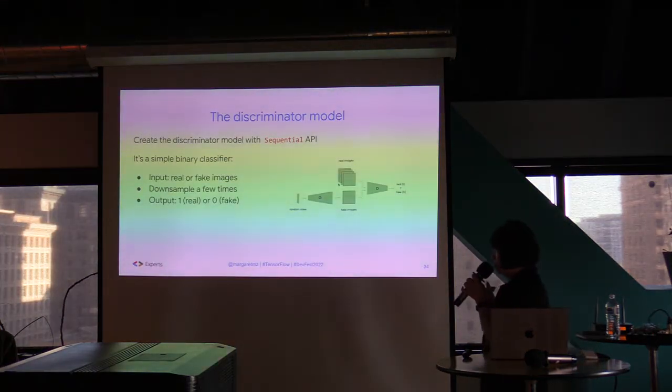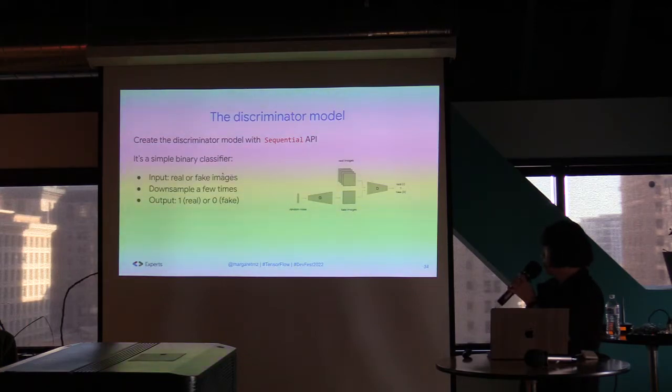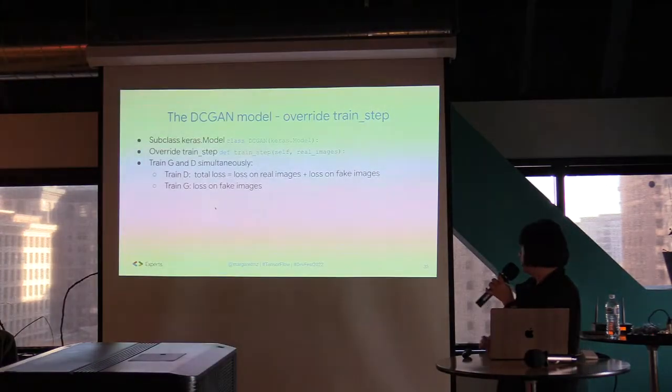And the discriminator is just a classifier, right? So the input is real or fake images, and then you downsample a few times, and then the output is 1 or 0, real or fake images.